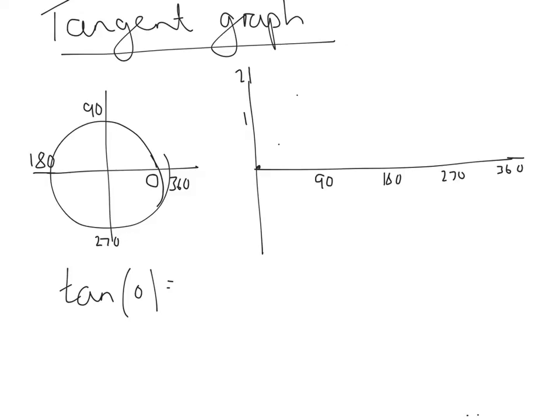Now, when we take the tan of 90, we actually get an error on our calculator. The tan of 90, error. Okay, so the tan of 90 doesn't actually exist. So what I'm going to do is draw a dotted line there, and we'll explain what that is at the end. Now, if we take the tan of 120, we get minus 1.73.